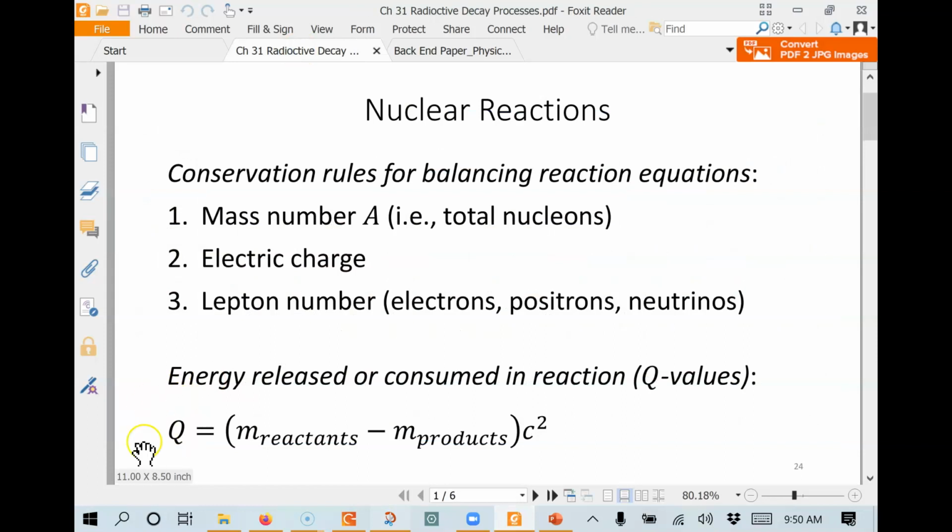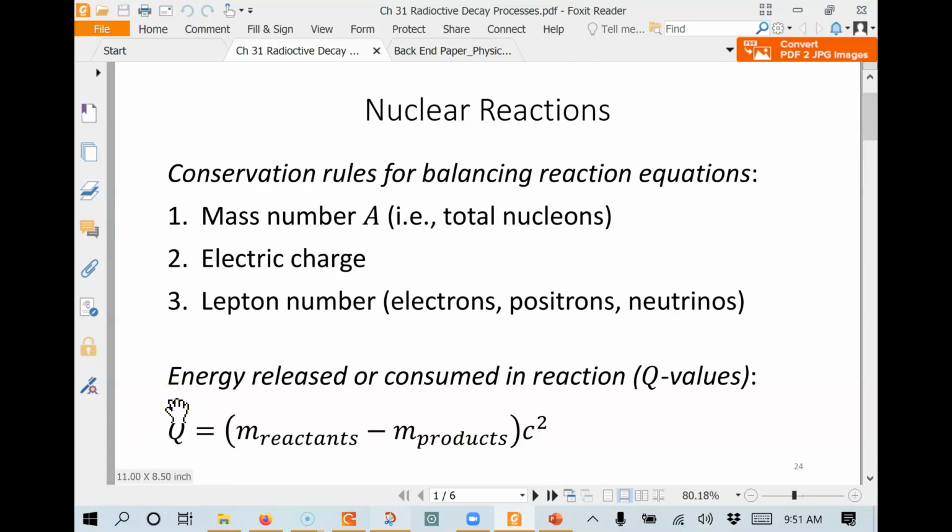We call the energy Q, the energy released or consumed in the reaction, a Q value, and it's going to be the difference in the masses on the two sides of the equation. The reactants, what you start with, minus the products, what you end with, times C squared. This way, if you have less mass in the products, you have energy that has been released because the products have less mass. That mass has been converted into energy Q.